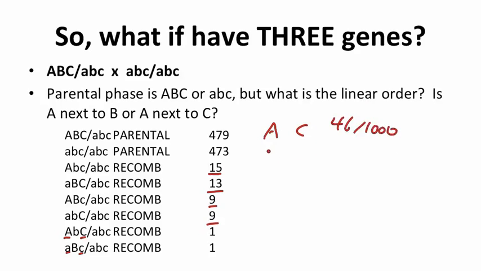What about between B and C? Which ones are recombinant, which ones are parental? I'll change the color of my diagram here. Between B and C, this would be parental, this would be parental, this would be recombinant, this would be recombinant, because again we have big B, little c, little b, big C. This would be recombinant, this would be recombinant. So in this case, we'd have 20 over 1,000 recombinant between B and C.